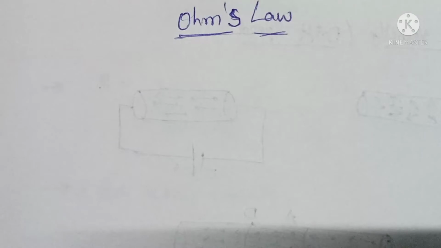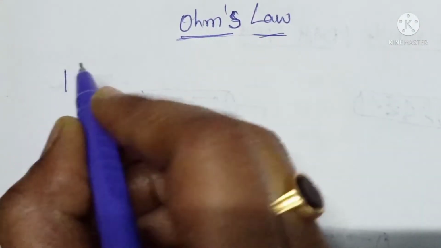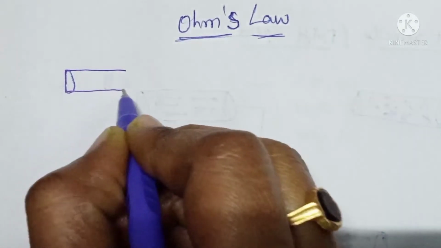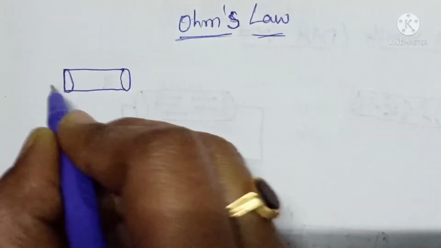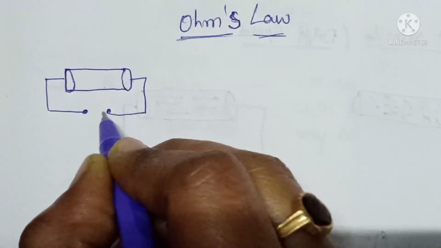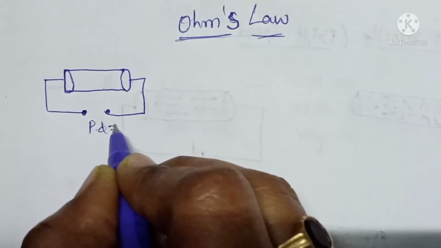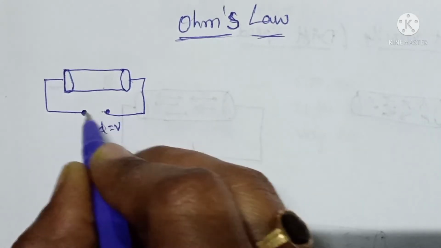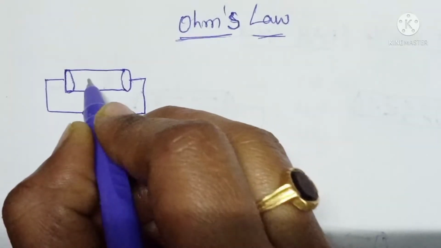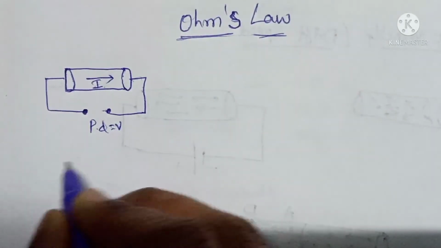In this video, I will discuss Ohm's law. If you consider a conductor, the potential difference across the conductor is directly proportional to the current passing through the conductor.